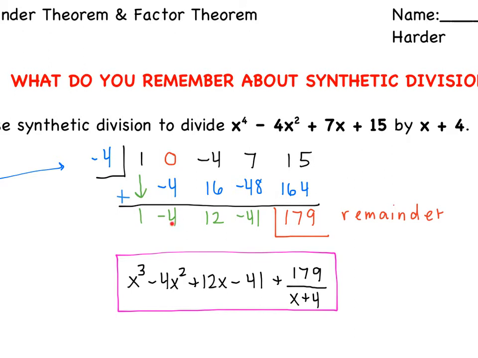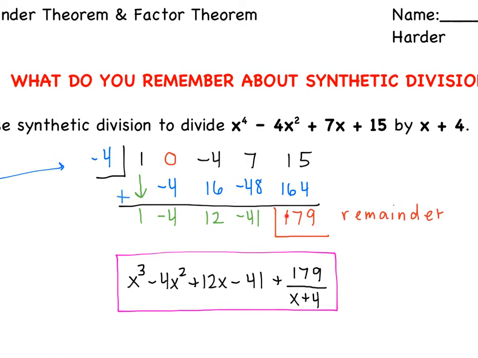Now whatever is on the outside, we multiply by what's in our box. So negative 4 times negative 4 goes up here to positive 16. And now again we add negative 4 plus 16, and this is where we get 12. We multiply again, negative 4 times 12, and that's where negative 48 comes from. Adding gives us negative 41. Multiplying that by negative 4, we get positive 164. And when we add 15 plus that, we get 179. I always box that last number because this is our remainder.